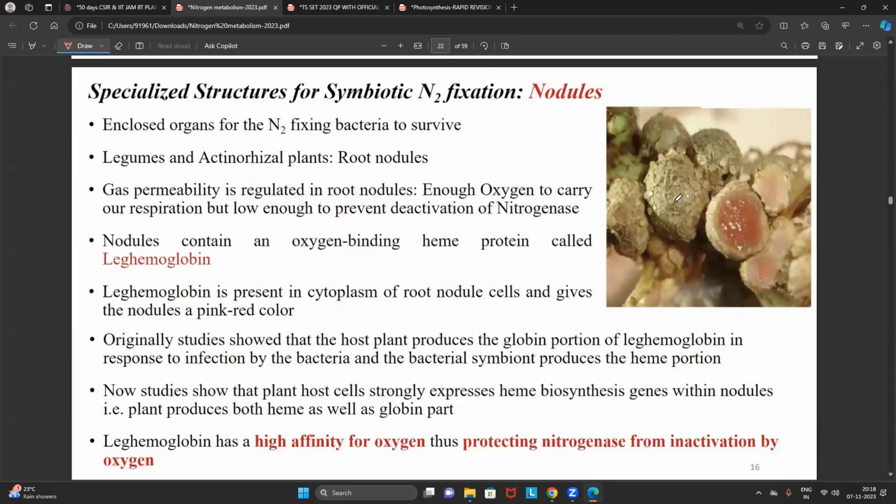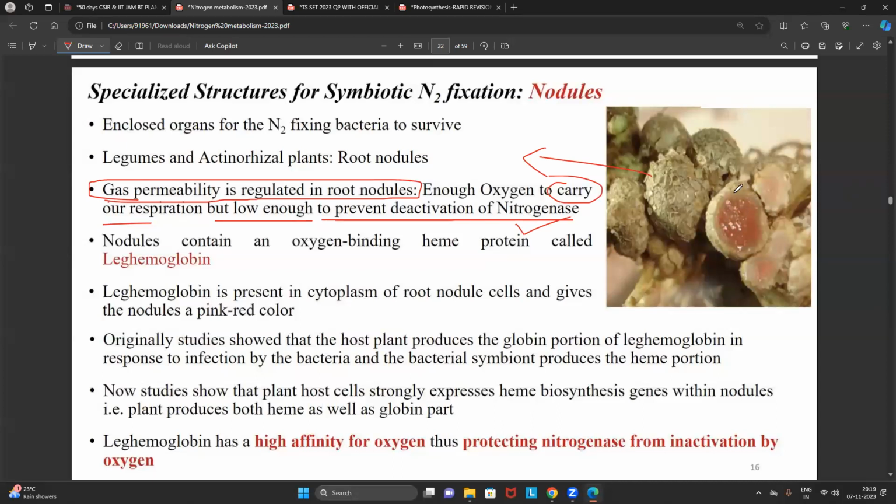This is the nodule. Our ultimate goal of the nitrogen fixation is what? To synthesize these root nodules. What is the speciality of a root nodule? What is the significance of this? Every student look into this. Such an important statement. You know, we can expect similar kinds of statements in the exam. Gas permeability is regulated in root nodules. Enough oxygen to carry out respiration, see, such an important statement it is, but low enough to prevent the deactivation of nitrogenase.